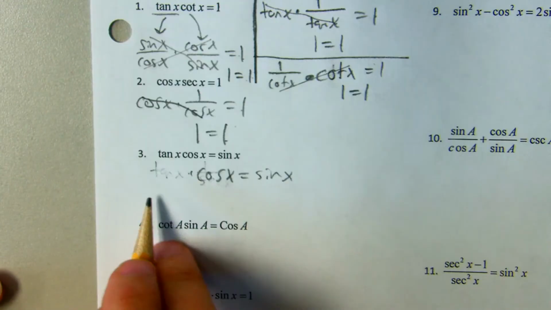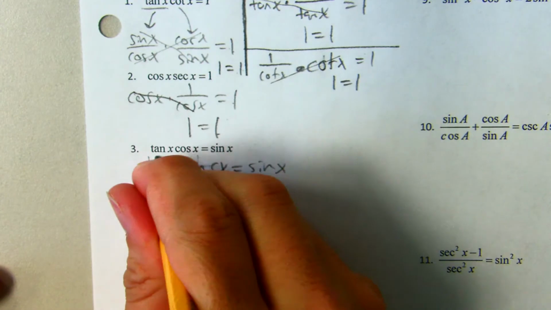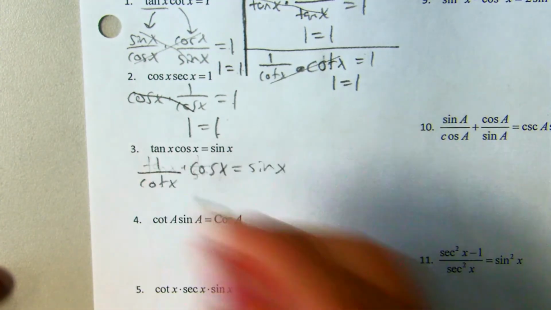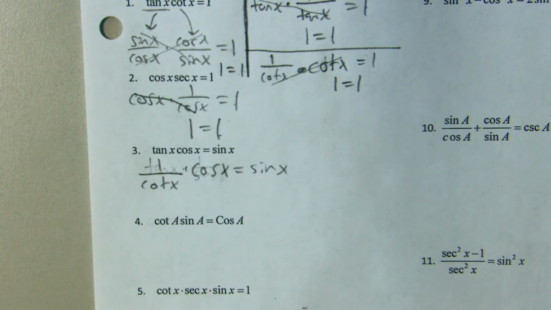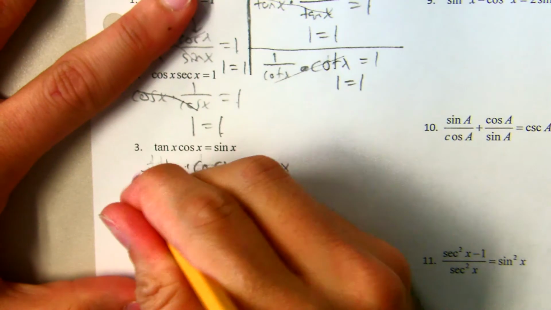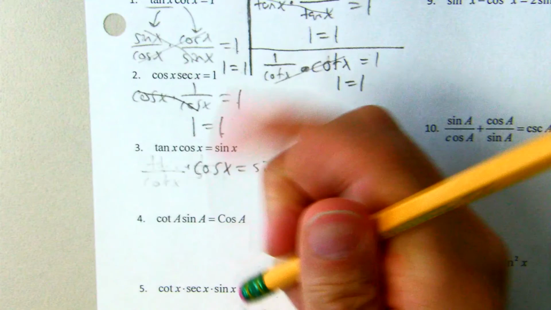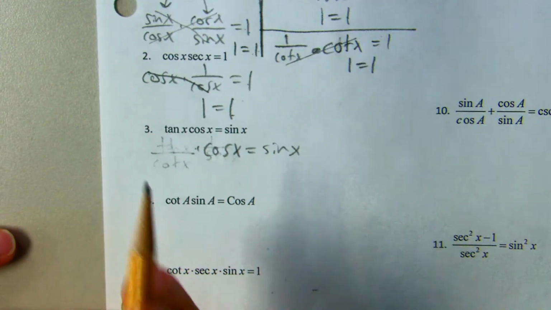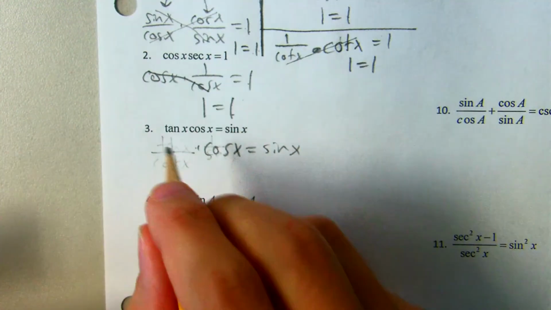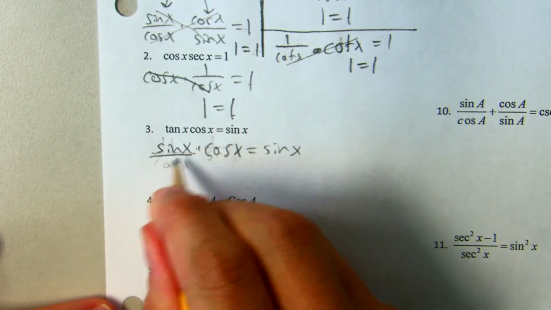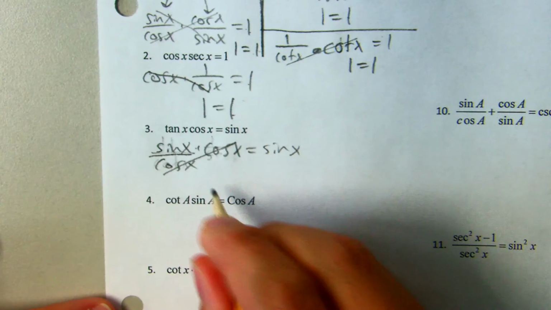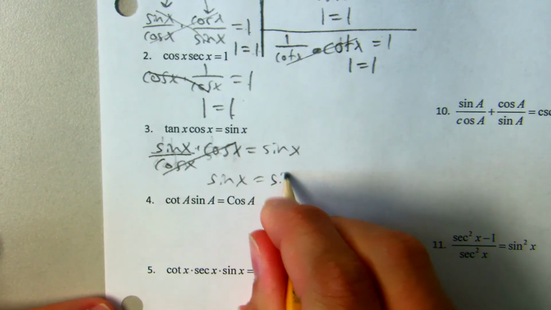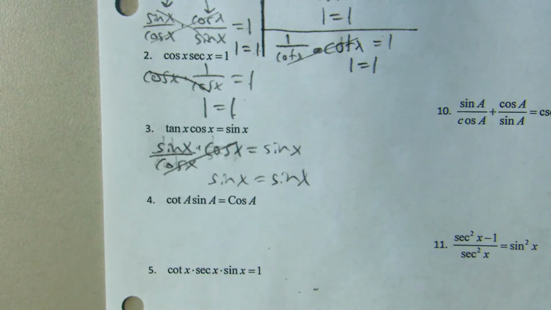And, I hope you don't do this, but you could even, for tangent, say that it's 1 over cotangent, and you might say, okay, well that doesn't work. I've got to figure out something else to do. So, in this case, what would we actually want to plug in for tangent? Sine over cosine. It's enough to show that the left side equals the right side. So there's not a lot of work going on there.